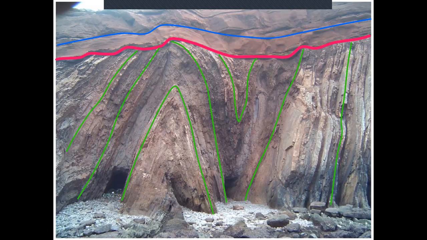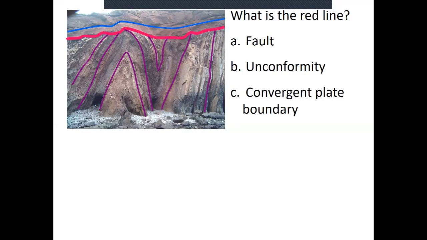Here we have these lines that help illustrate the bedding of the sedimentary rock. So you can clearly see that these rocks are folded and these rocks are more horizontal up here. What is that red line? Is it a fault, an unconformity, or a convergent plate boundary?